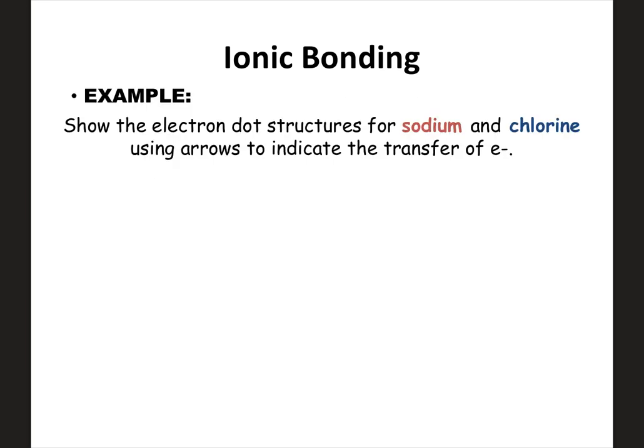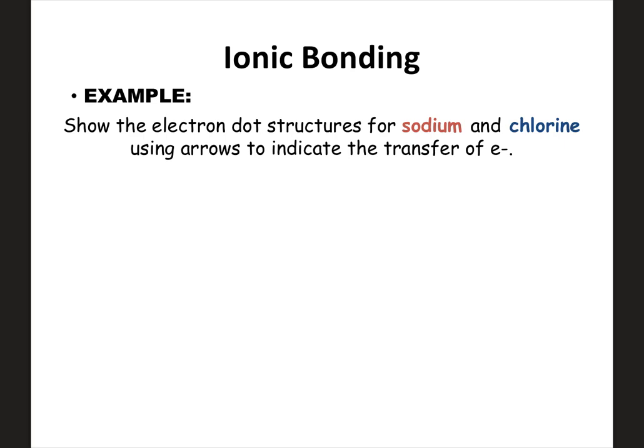As I said, it's easier to do these by jumping right in and doing examples. So we want to show the ionic bond that would take place here for sodium and chlorine, and we're going to show the transfer. I'm going to show you everything you need here to get these right. The first thing you do is write the dot structure for each element. We've done dot structures already earlier in the course. So we'll start with sodium.